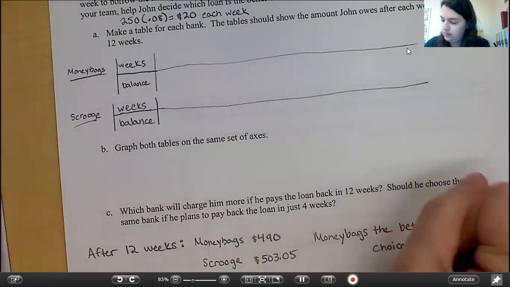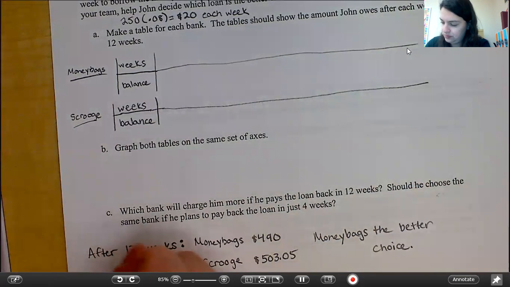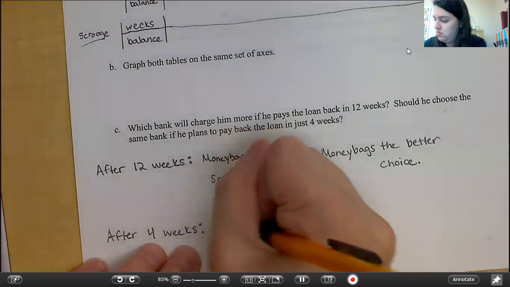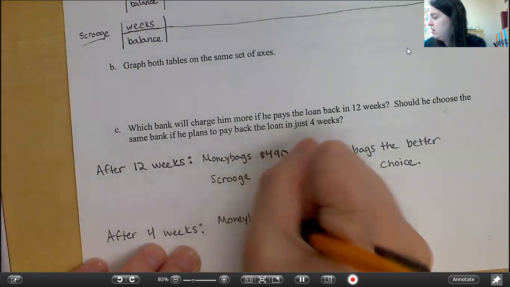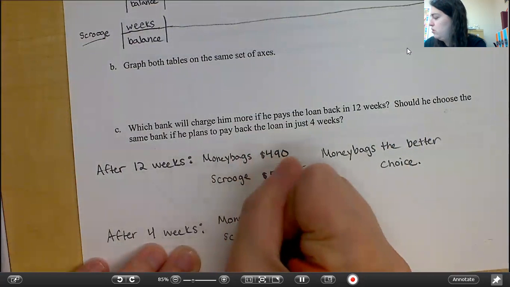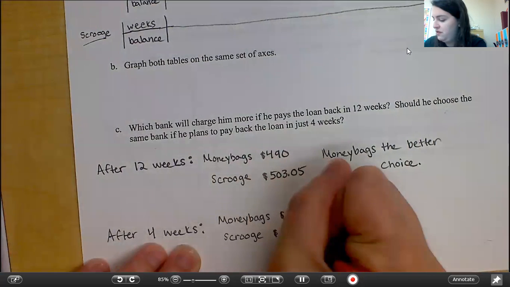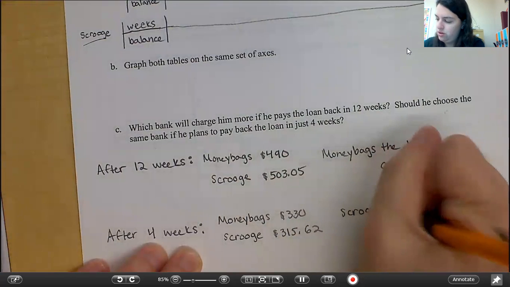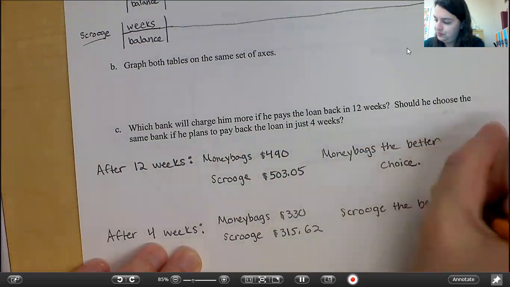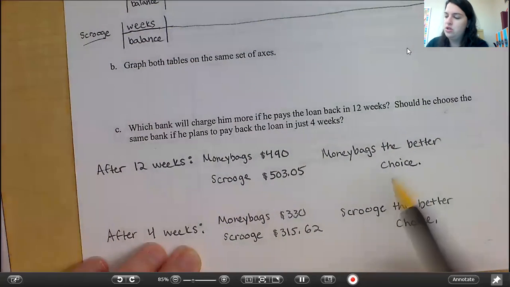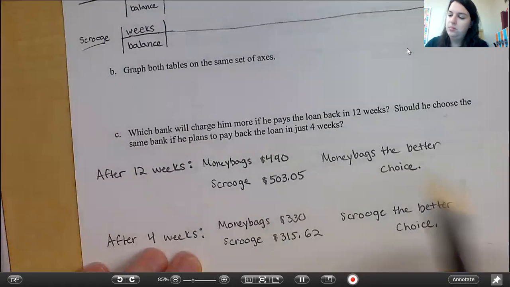After 4 weeks, he owes Moneybags $330 and Scrooge $315.62, which would make Scrooge the better choice. Okay, and all that information just came out of your x-y table up here in part A.